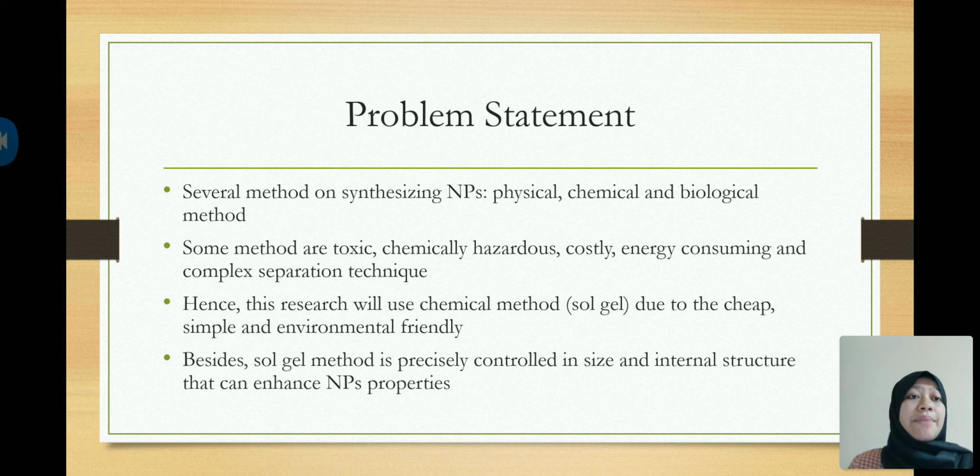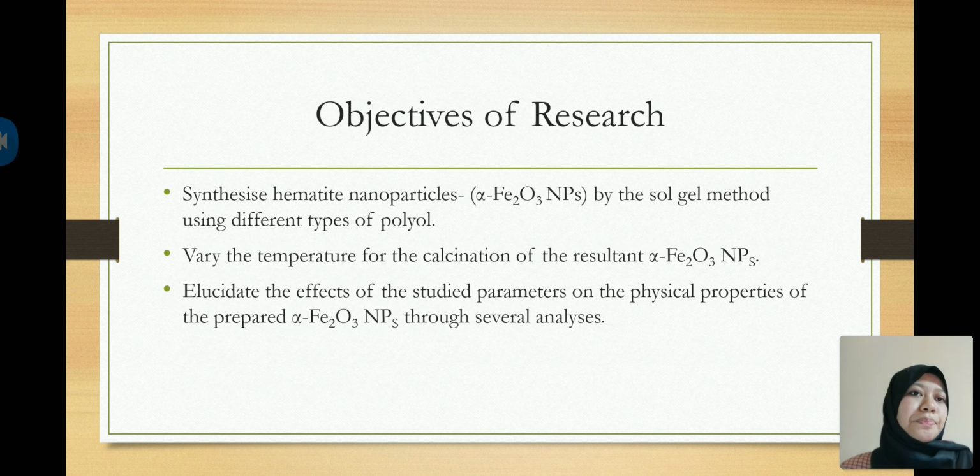And for chemical methods such as hydrothermal, it requires high pressure and high reaction temperature, which is very energy consuming. So researchers use the chemical method, sol gel, due to it being cheap, simple, and environmentally friendly. Besides, sol gel is precisely controlled in size and internal structure, which can enhance nanoparticle properties.